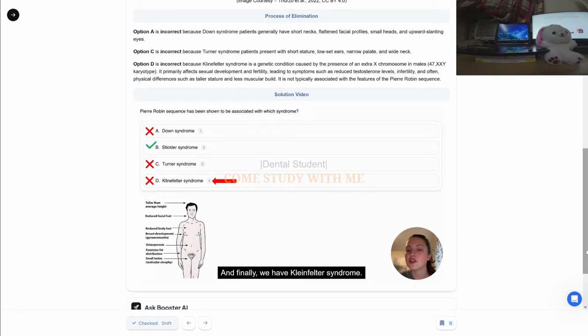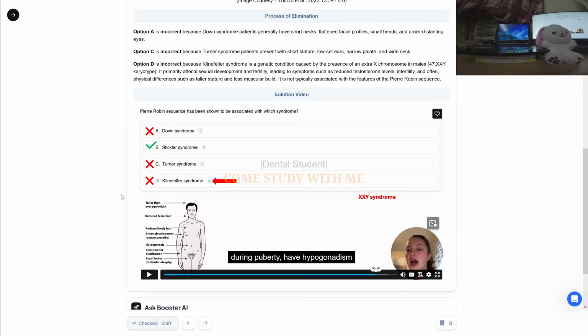And finally, we have Klinefelter syndrome. This is also known as XXY syndrome and is a condition that only affects biological males. It is often underdiagnosed because the symptoms vary greatly from patient to patient and can be pretty mild. Typical symptoms seen in this condition include taller stature, infertility, lack of body and facial hair, reduced muscle mass due to lower testosterone levels, as well as learning disabilities. These patients may also develop breast tissue during puberty.